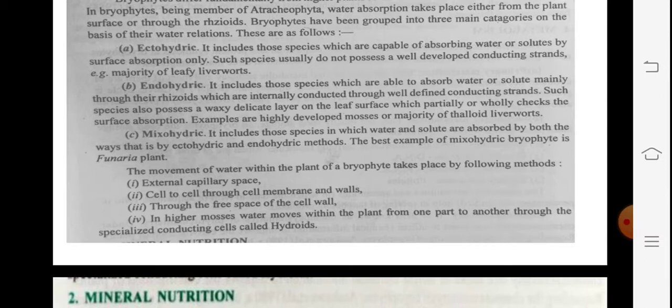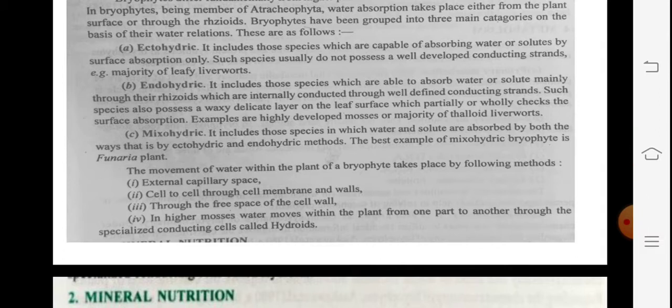Then endohydric means those which are able to absorb water or solutes mainly through the rhizoids. We know that on the ventral surface rhizoids and scales are present. So they partially depend on the availability of water, and surface water is generally absorbed. Good examples are the mosses and the majority of thalloid liverworts.